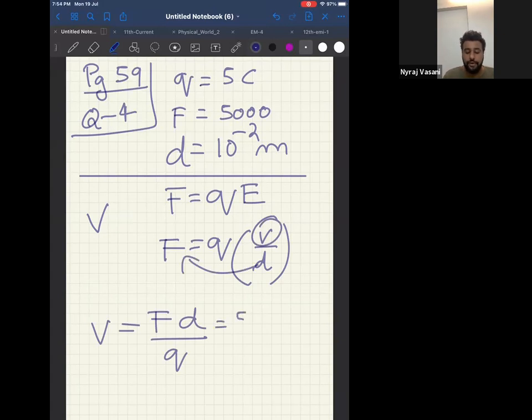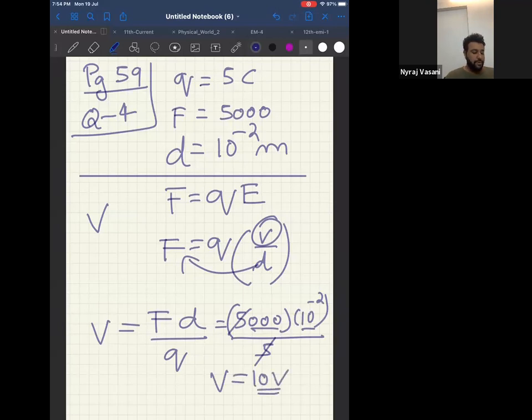Now, what is F? 5,000. What is the distance? 10 power minus 2. And what is the charge? 5. So 5 and 5 will cancel. 10 power 3 and 10 power minus 2 is 10 power 1. Therefore, 10 power 1 is 10. Therefore, I get V equal to 10 volt, which is answer A. Tell me, are you getting it, all of you? Which is answer A. Okay?